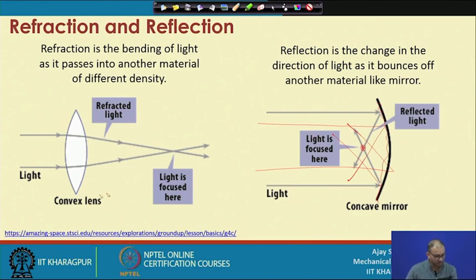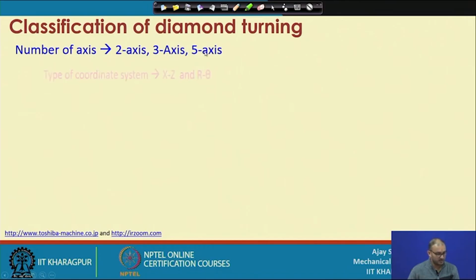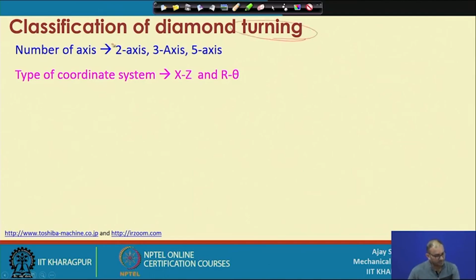Most of the time we go with lenses and mirrors processed through the diamond turning operation. What are the different classifications of diamond turning? There are two, and one is the number of axes: 2 axes, 3 axes and 5 axes. Here, 2 axes means we are talking about the normal turning operation. Whenever we talk about a turning operation, this is the x and z axis only. With 3 axes, one of these axes will move independently.